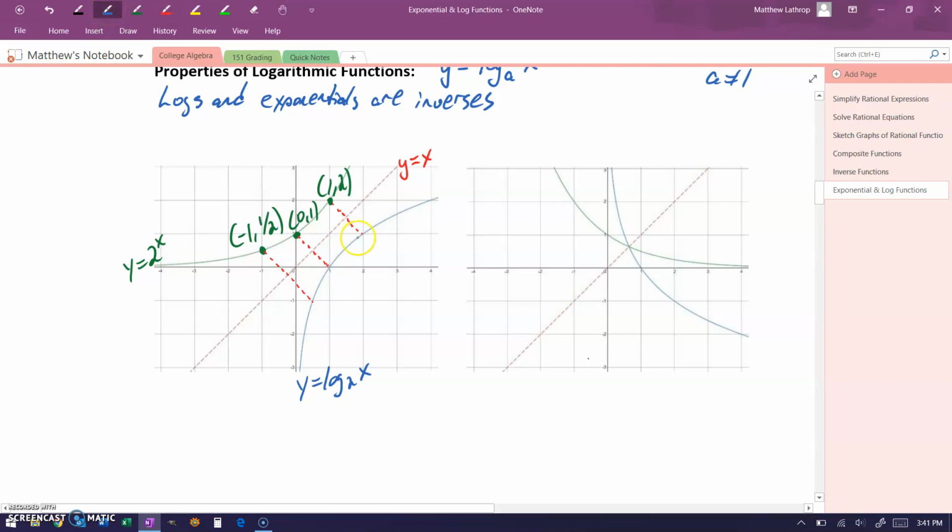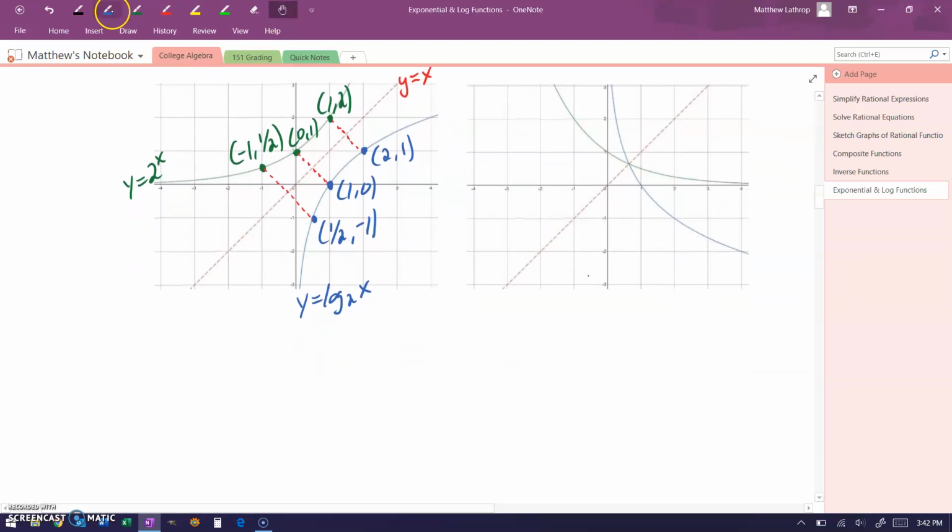When we reflect across y equals x, those coordinate pairs get flipped, meaning our log function is passing through (2, 1), (1, 0), and (1/2, -1). And then we can start to identify some of the specific characteristics of our log function. In this case, we have a equal to 2, which is greater than 1. This serves as a good case for any situation where we have a larger than 1.